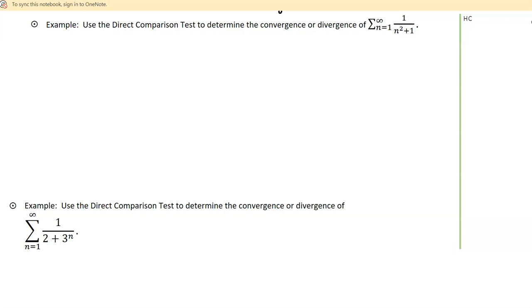So this first example says use the direct comparison test to determine the convergence or divergence of the sum from 1 to infinity of 1 over n squared plus 1. This looks to me like a p-series, and we need a larger series that we know converges to compare this to. So I'm going to observe that for all n, we can say for sure that n squared is less than n squared plus 1. If you add 1 to something, you get a larger number. So if I want to get a 1 on top of this, I might divide by n squared times n squared plus 1 on both sides.